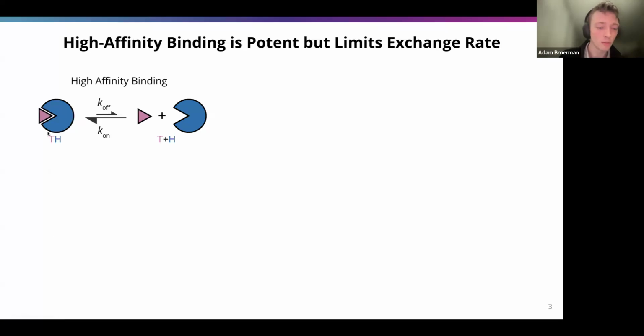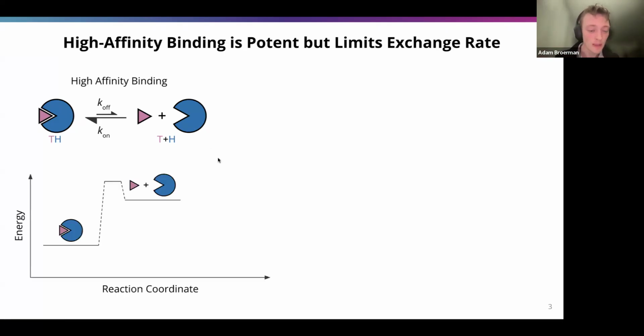So high affinity binding here is between what I'm going to call, throughout the rest of the talk, a target in pink and a host in blue. Binding is high affinity generally when the off rate is low, so there's a very low rate of dissociation of that complex. That means that those complexes are going to remain bound for a long time, so there's a really long lifetime for those complexes. And just in terms of energy landscapes, high affinity binding tends to look like there's both a high energy difference between the bound and unbound states, and also there's a high barrier for the dissociation process. So this height here is quite high.